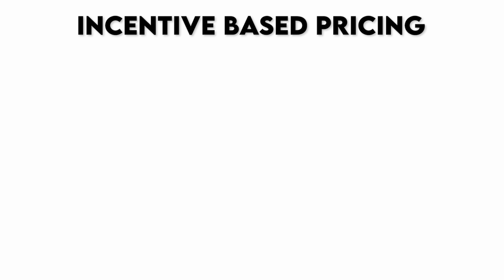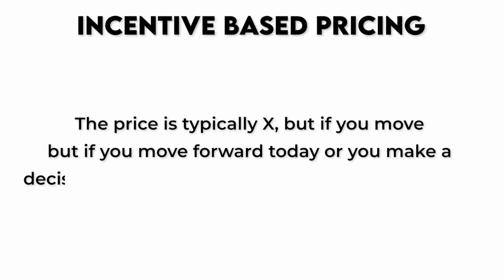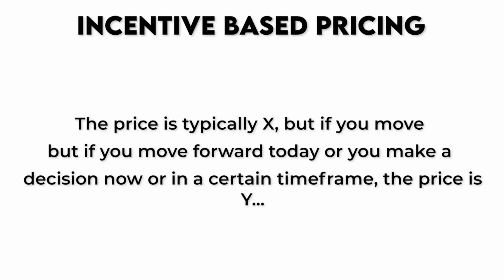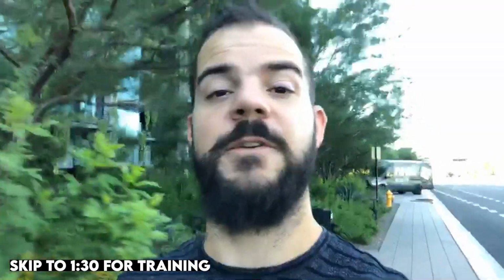So you might say something like, hey, the price is typically $3,500 a month, but if you move forward today and you make a decision now or within a certain time window, it's actually only $2,500 a month, so you get a $1,000 discount. Or another one that's very typical is, you know, the investment's normally $15K, but if you move forward now, it's just $10K, okay? So that's what's called a financial incentive-based pricing model.